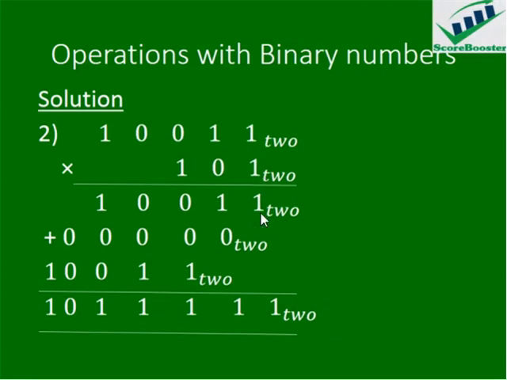1 multiplied by 1 will give 1, 1 multiplied by 1 will give 1, 1 multiplied by 0 will give 0, 1 multiplied by 0 will give 0, 1 multiplied by 1 will give 1. Then we use 0 to multiply the whole of this number, but when we get to the second, we have to shift in by a bit. So 0 multiplied by 1 will give 0, 0 multiplied by 0 gives 0, 0 multiplied by 0 gives 0, and 0 multiplied by 1 gives 0.